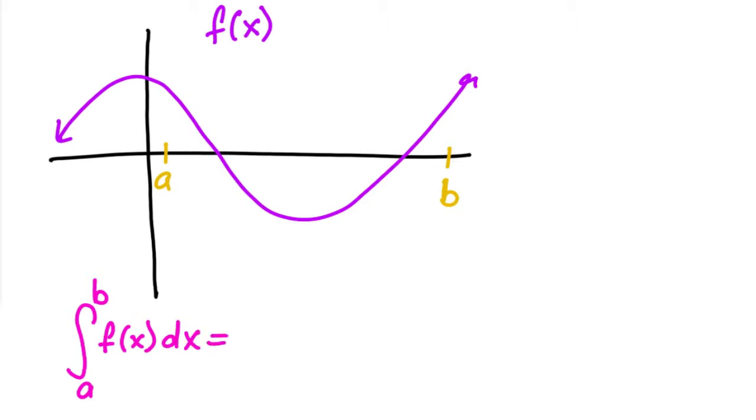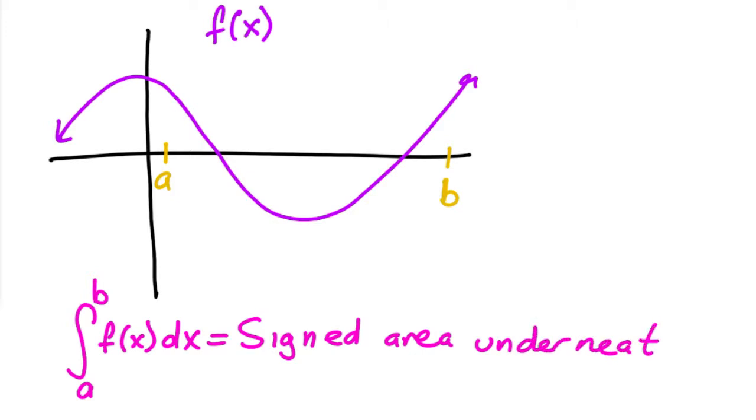This is going to equal what's called the signed area underneath f of x. By signed area, what we mean is, if you remember back to the Riemann sums, we said that to find the area underneath the curve, you do your rectangle thing, and you take that to infinity.